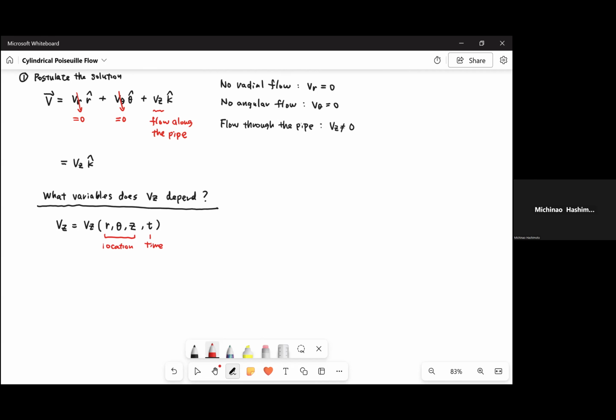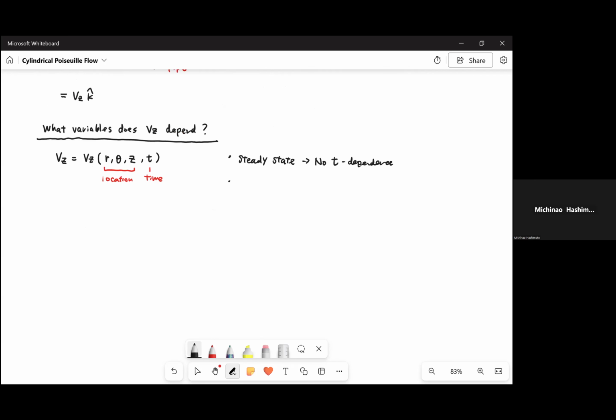This argument is quite similar to what we had for the Cartesian coordinates. So let's consider a few different cases here. First, let's assume steady flow. If we assume steady state, there is no time dependence. This is probably fine.